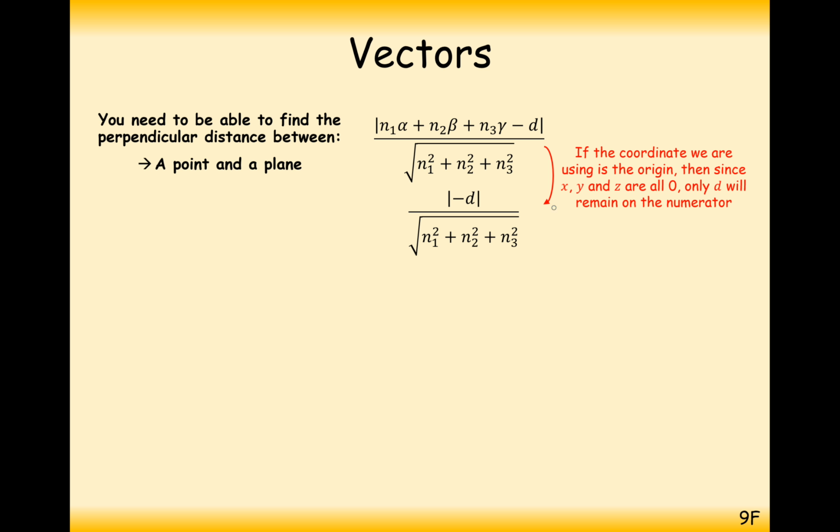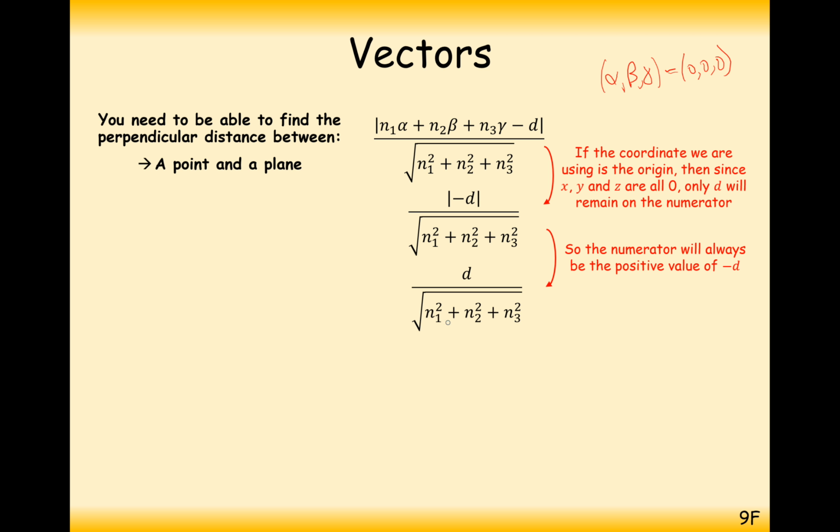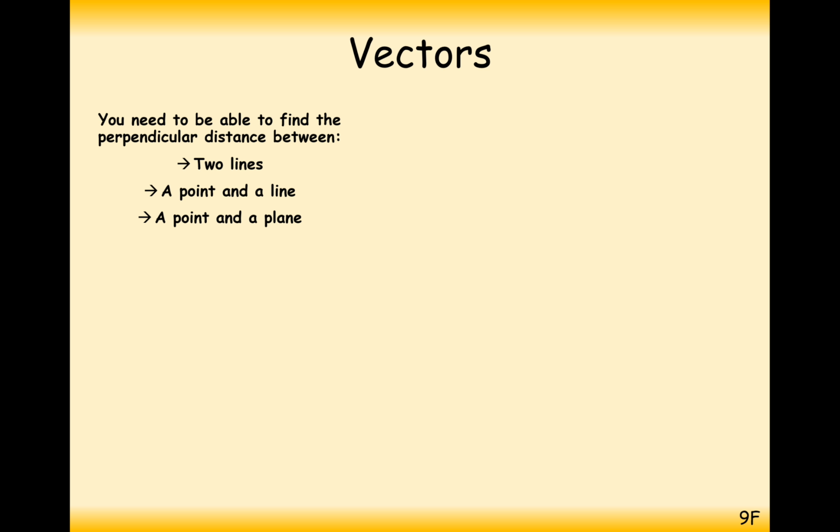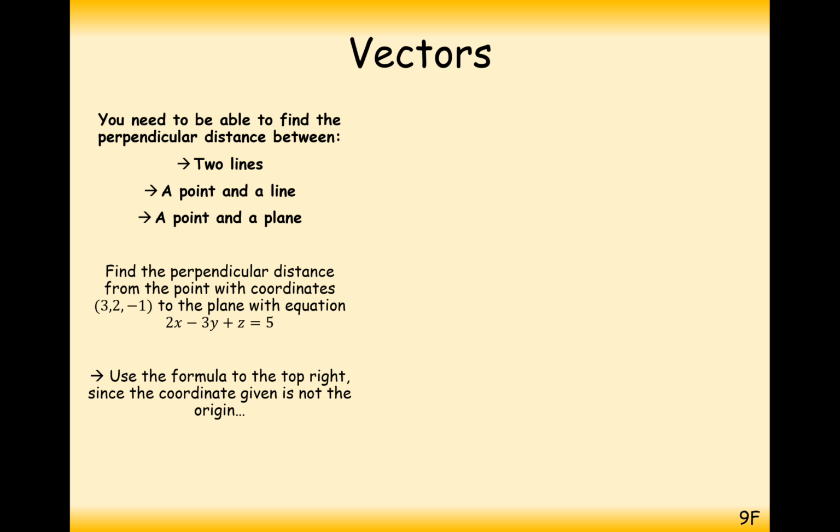For the very small subset of questions where the coordinate we're looking for is at the origin, in other words our alpha, beta, gamma coordinate is 0, 0, 0, then we'll have 0 plus 0 plus 0 minus d, modulus, so make that positive, and it's going to be d over the modulus of your n vector. Okay, so that's a little sub-rule that you can remember if you wish to, for the shortest distance between the plane and the origin. Right, so let's have a go at these questions here then.